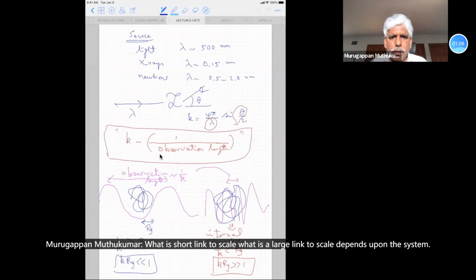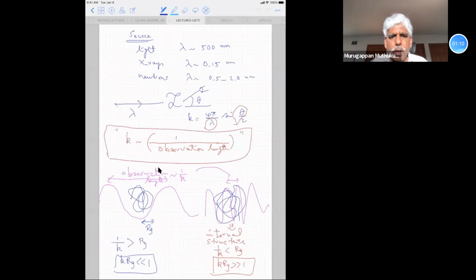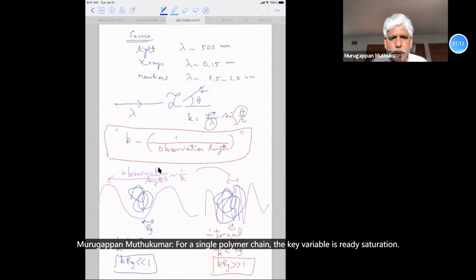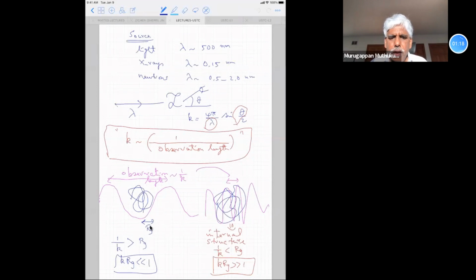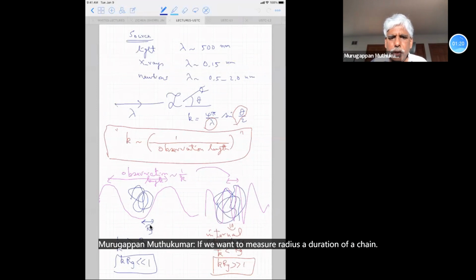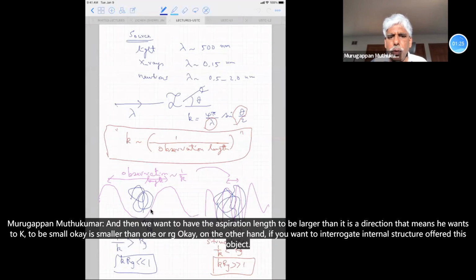What is a short length scale? What is a large length scale depends upon the system. For a single polymer chain, the key variable is the radius of gyration. If we want to measure the radius of gyration of a chain, we want the observation length to be larger than the radius of gyration. That means we want K to be small. K is smaller than 1 over Rg.